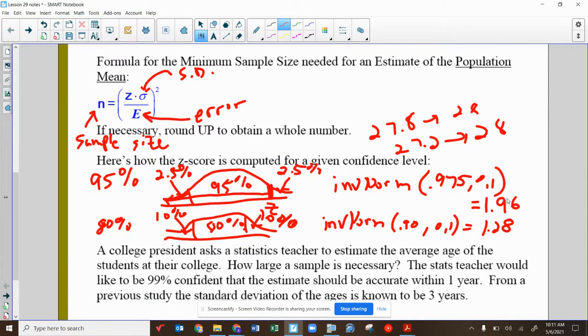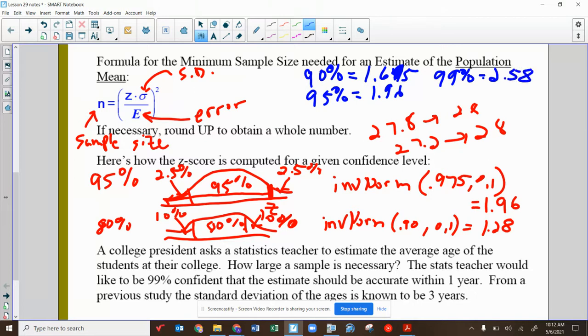So there are 3 that I would know. I would know that 90% is approximately 1.6. I would say either 1.64 or 1.65, because it's 1.6445. You're going to see 1.64 probably in a lot of the homework, but I'm going to put 1.65. That 95%, like we just came up with a few minutes ago, was 1.96. 99% is 2.58 for a z-score.